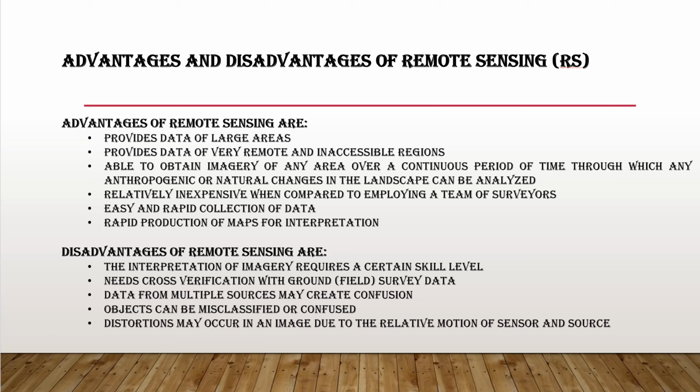Now there are a few disadvantages of remote sensing, which are: the interpretation of imagery requires a certain skill level. It needs cross verification with ground or field survey data. The data from multiple sources may create confusion, and objects can be misclassified or confused. Distortions may occur in an image due to the relative motion of sensor and source.